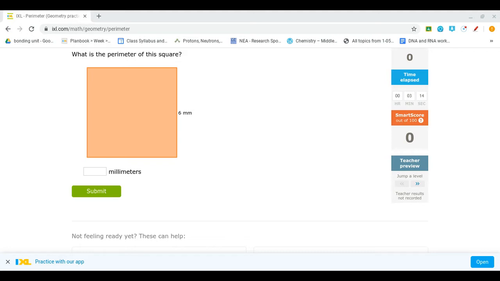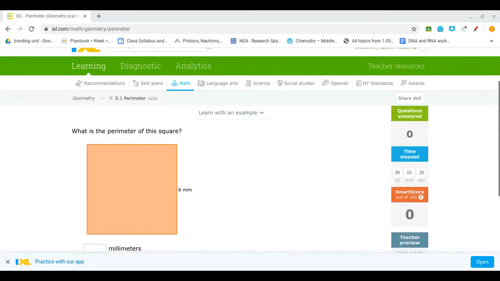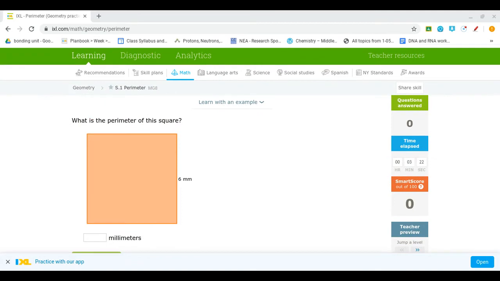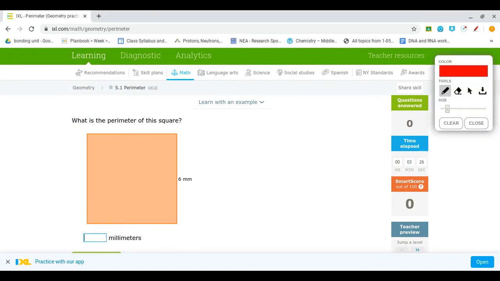Each IXL has a different goal or SMART score. So if you take a look over here, I just logged on. I'm on S1. We're going to take a look at area and perimeter. We're going to do this entire unit here. So there's my S1, which is perimeter.